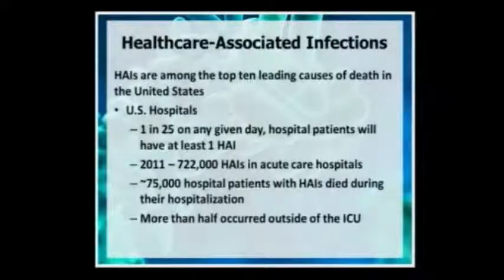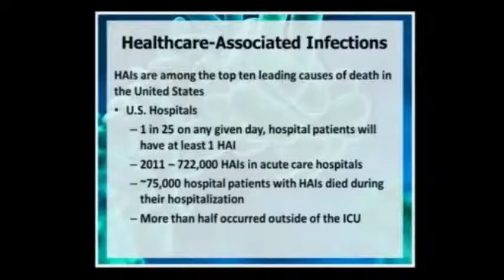So HAIs, I'm going to give you some statistics. These are the most recent that I can find, and it's still a little bit scary. 1 in 25 hospital patients on any given day will have at least one HAI. 1 in 25. In 2011, there were 722,000 HAIs in acute care hospitals. And approximately 75,000 hospital patients with HAIs died during their hospitalization. Now, a couple of years ago, the statistic that we shared was about 99,000 patients died in hospitals from HAIs. So we have made a little bit of progress, but if you or your family member is one of that 75,000, it's not fast enough, is it?